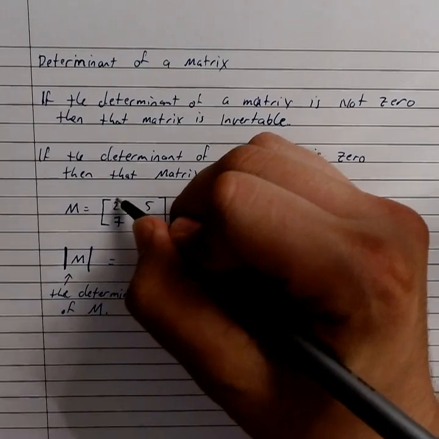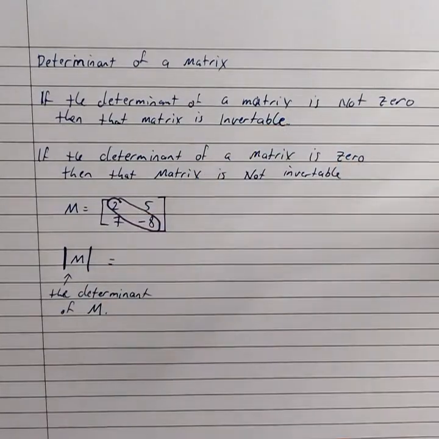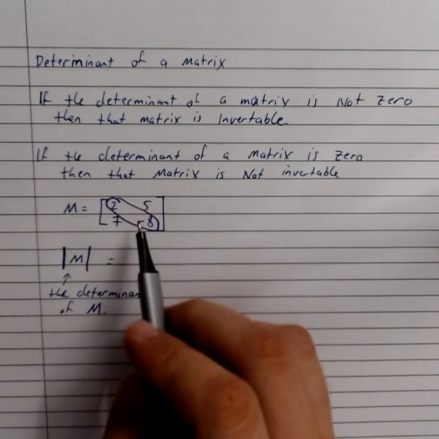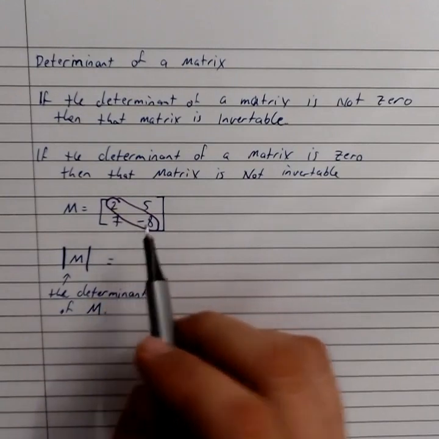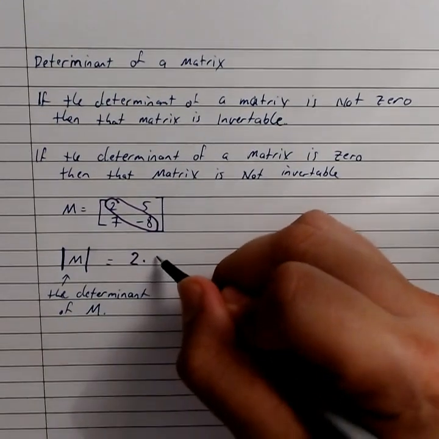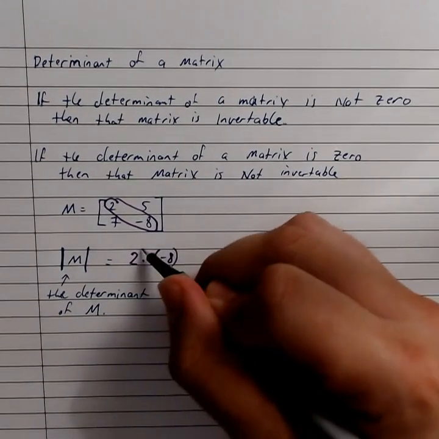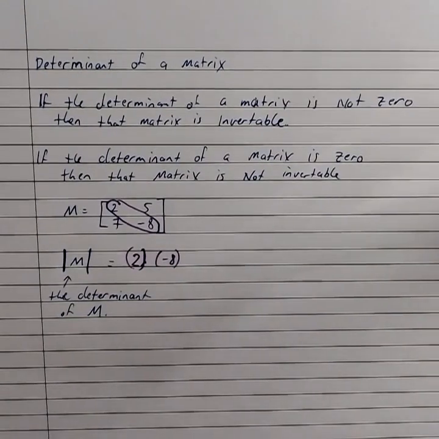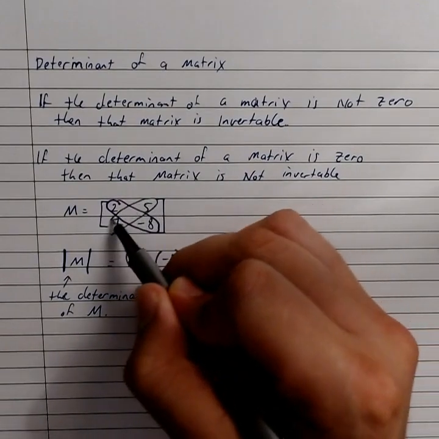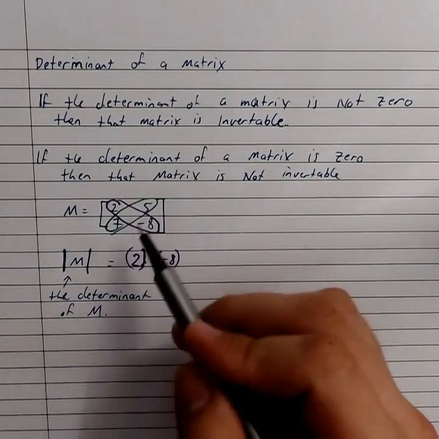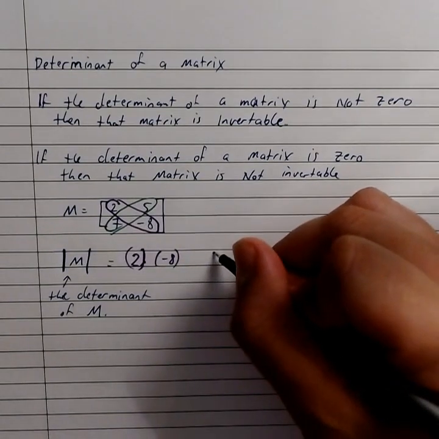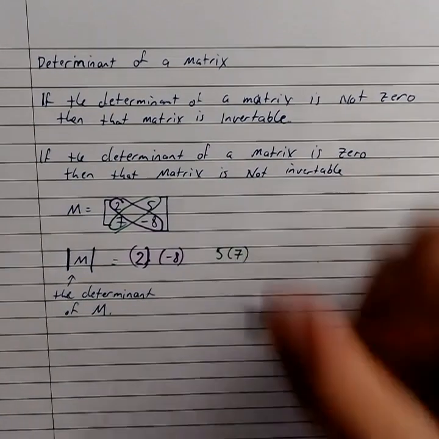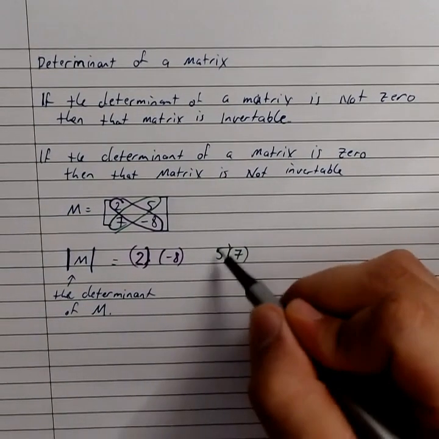All you're going to do is multiply these two numbers together. This is called the main diagonal. The main diagonal is the one that goes from the upper left down to the lower right. So let's multiply those together: 2 times negative 8. Now we're going to multiply these two numbers in the other direction, in the secondary diagonal, the backwards diagonal, the one that starts in the upper right down to the lower left. And that's going to be 5 times 3. I may as well put all of these in parentheses.